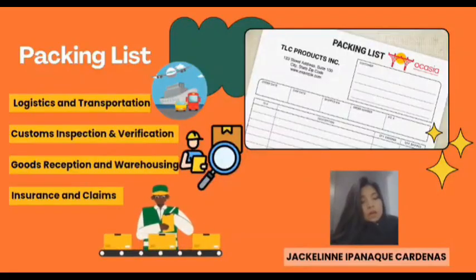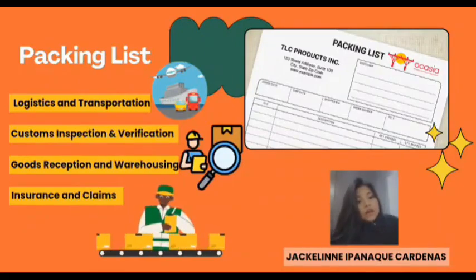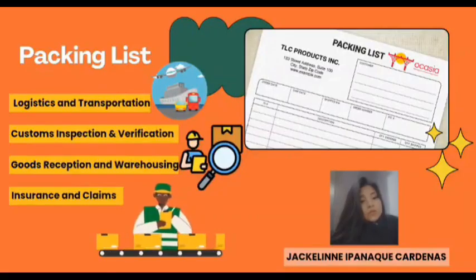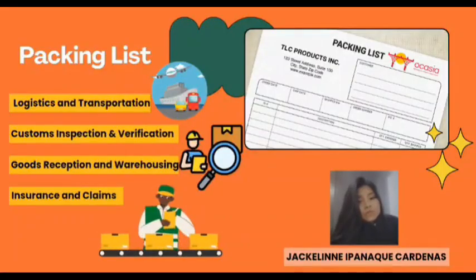Goods reception and warehousing. It is essential for the consignor and the destination to verify the contents against the order and helps streamline inventory management upon arrival. Insurance and claims. It serves as proof of the quantity and description of the shipment's contents. In case of loss, damage, or discrepancy, it is a key document for filing claims with carriers or insurance companies.